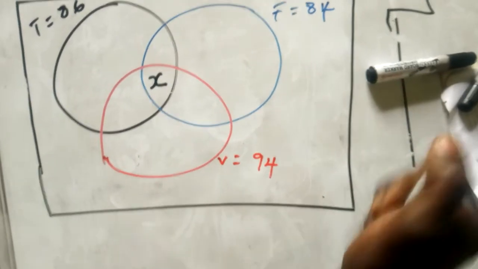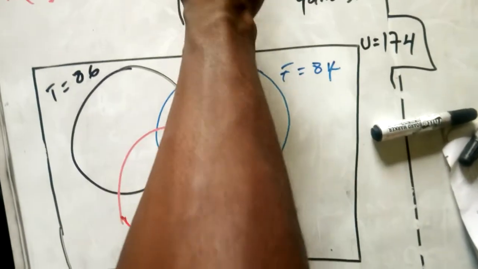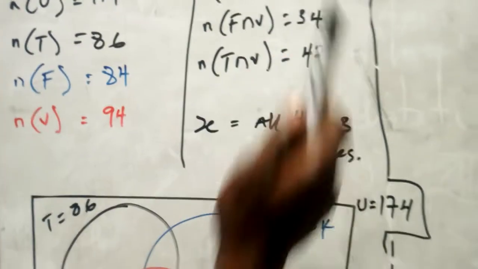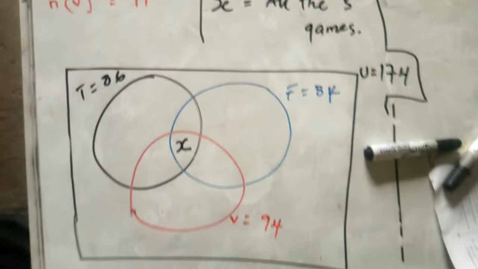And what again do we have? We have that those who play table tennis and volleyball are 30, right? Table tennis and volleyball are 30.